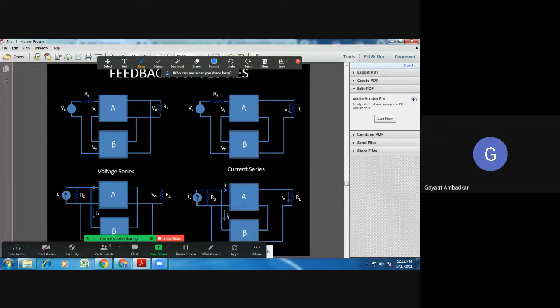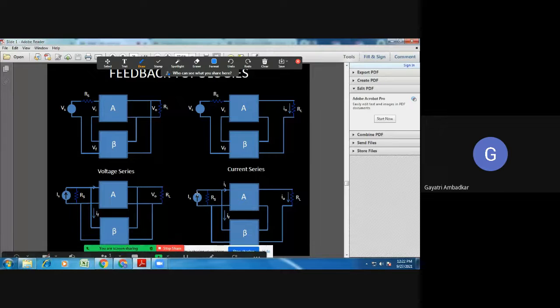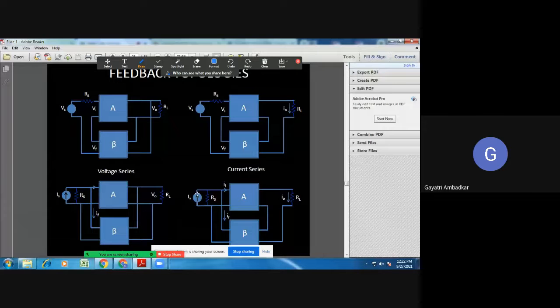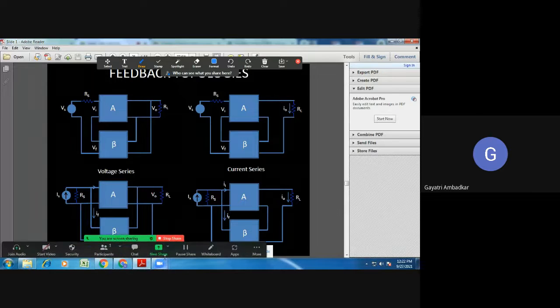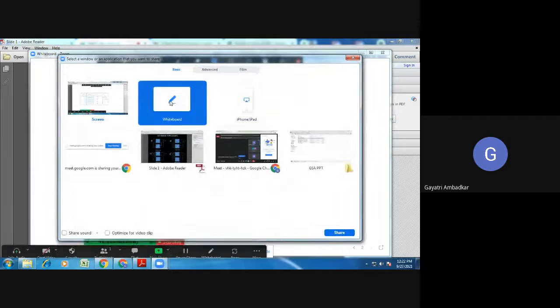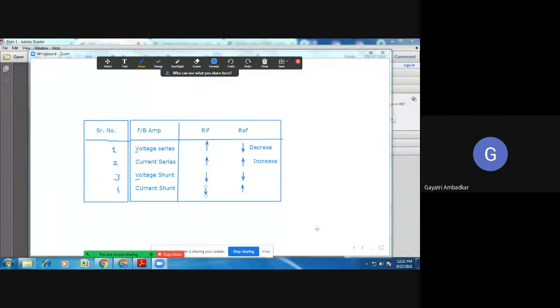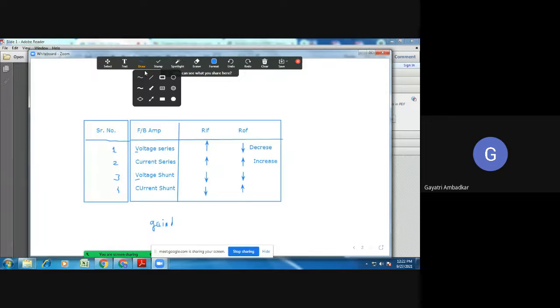One more advantage: when I taught you the bandwidth of an amplifier, I told you that the gain and bandwidth product is always constant. Now, when the gain and bandwidth product is constant and the gain of a negative feedback amplifier is decreasing, the gain of the negative feedback amplifier is less. So what will be the effect on bandwidth?